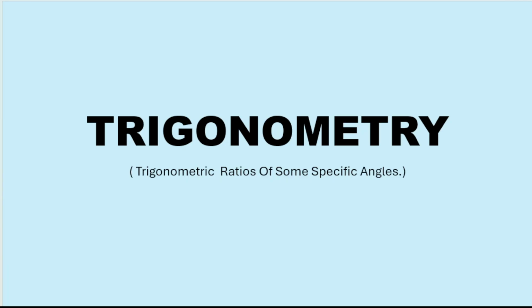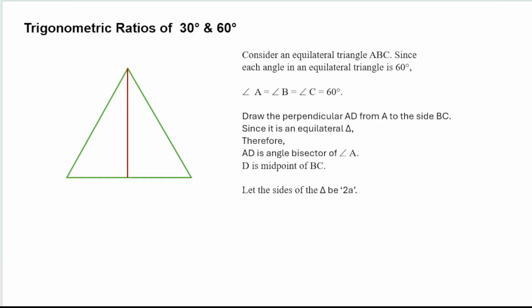Let's discuss how to calculate the trigonometric ratios at specific angles. In this video, we are going to discuss the trigonometric ratios at 30 degree and 60 degree. We have already discussed how to calculate the trigonometric ratios at 0 degree and 90 degree. If you have not gone through that video, please go through that video on our channel. So let's start the video.